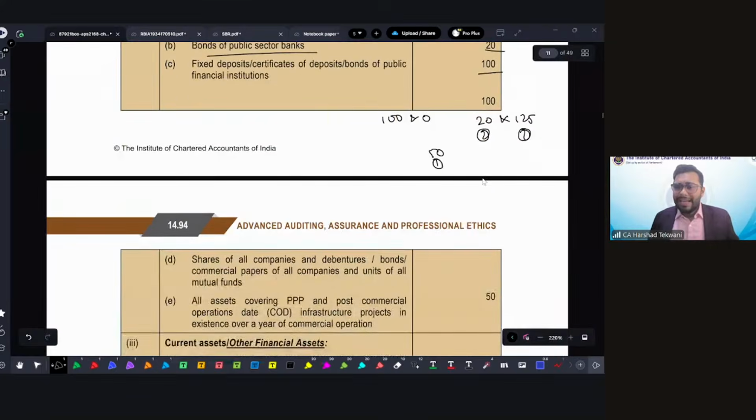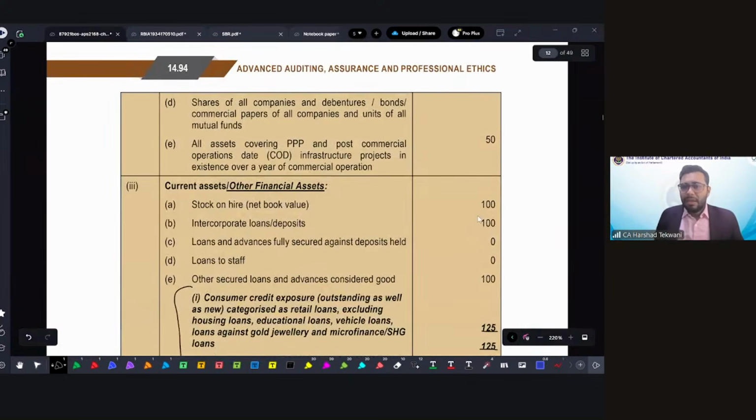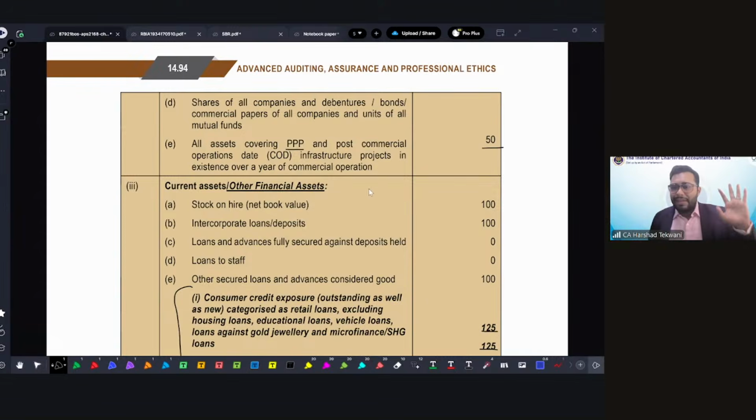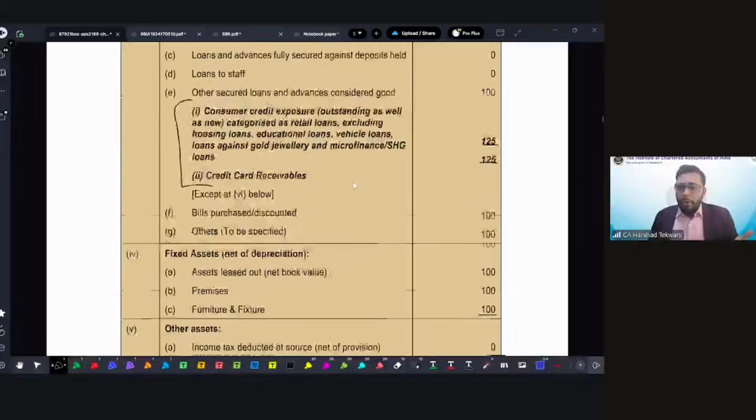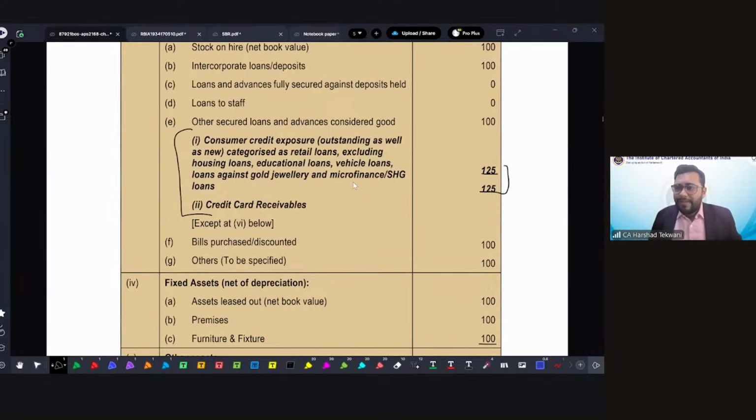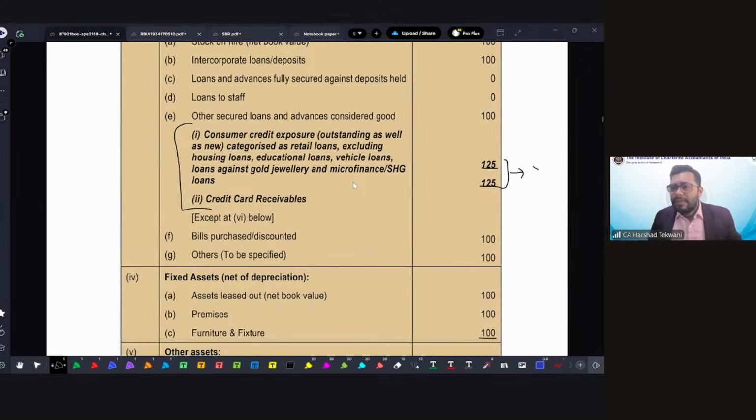Which is that category? This one: PPP, public private partnerships. Over there you have a 50. Otherwise, you don't have 50 anywhere. Consumer credit and credit card, both CC. This is 125. If it is CC, it is 125. That is consumer credit or credit card receivables. CC is 125.